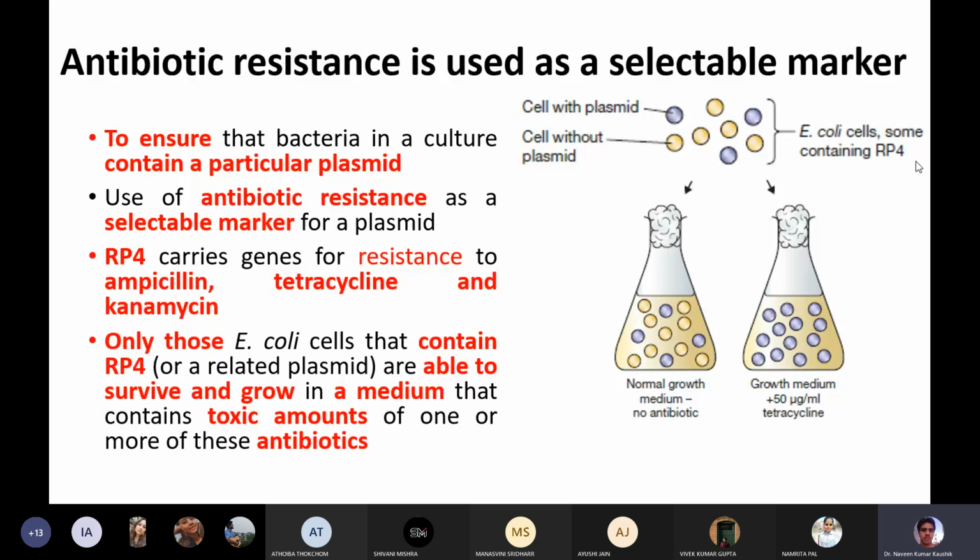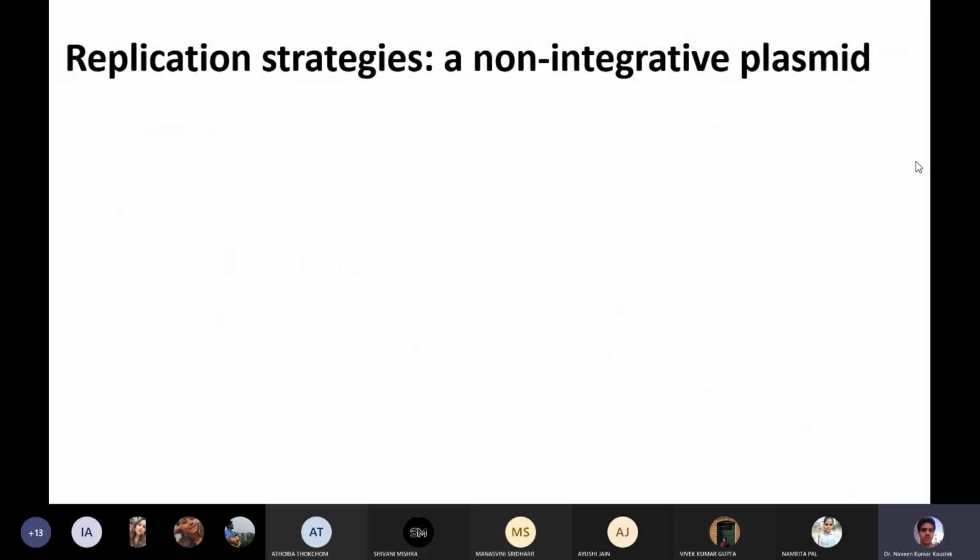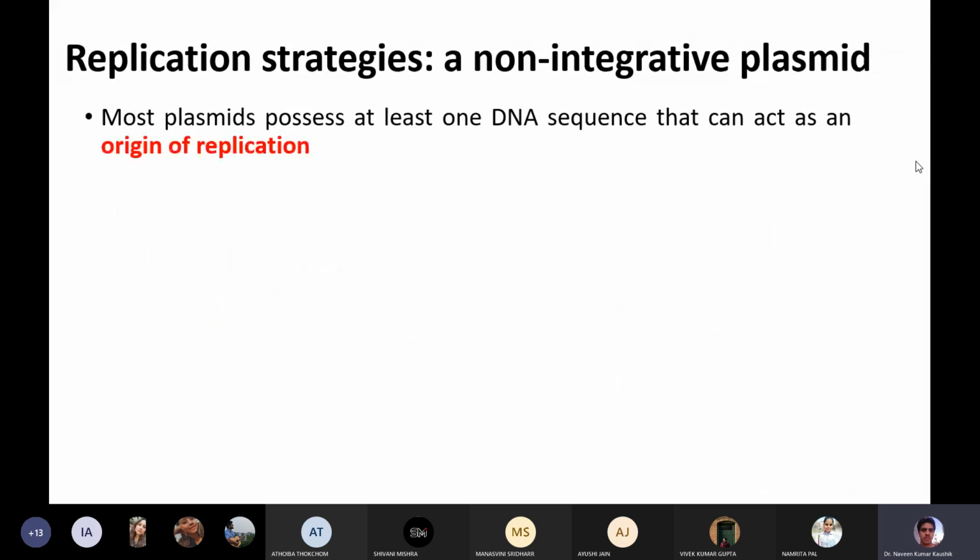So this is one property: it can carry the gene, and that gene is also going to be expressed. So all cells can grow, but only the vector cells can grow. Then the replication thing. Plasmids have a non-integrative property, meaning there are two things, integration and non-integration.